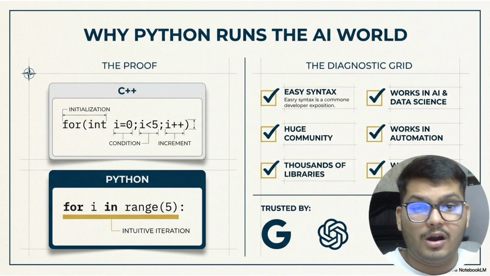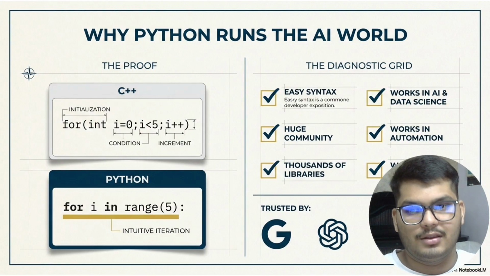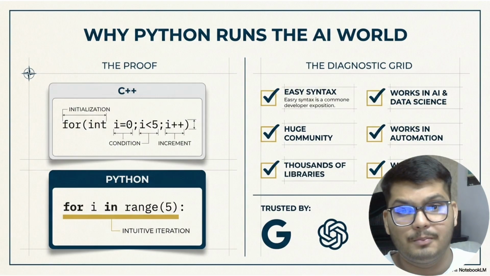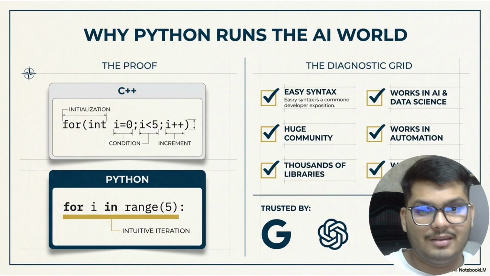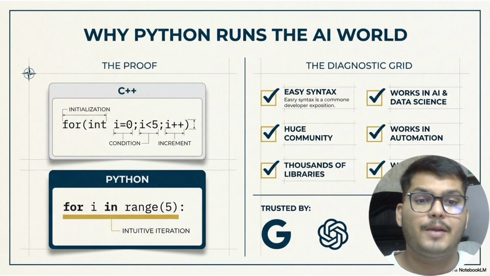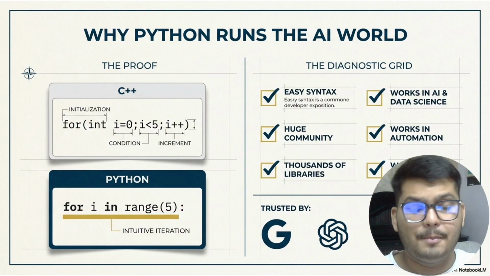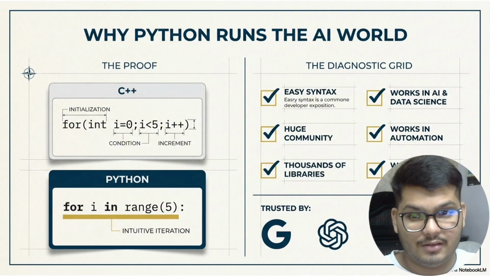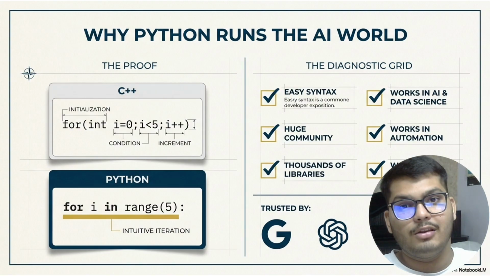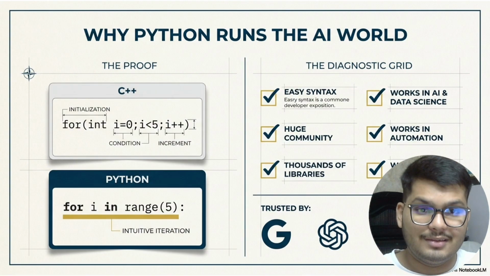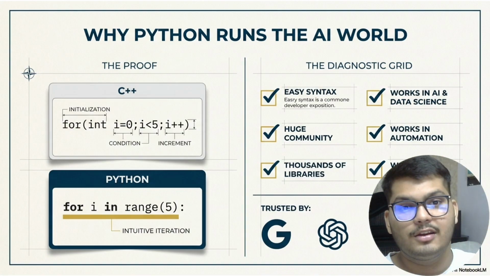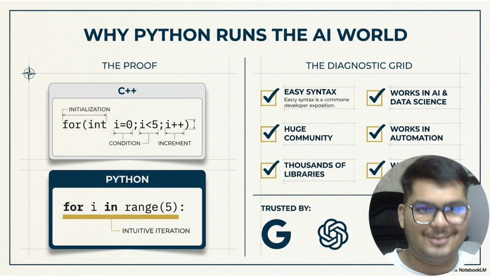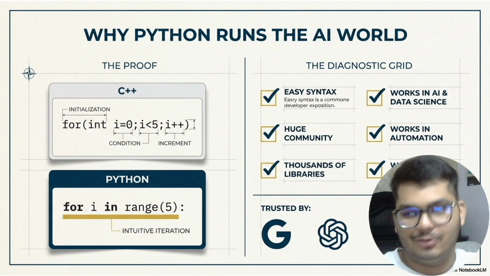There are innumerable libraries in Python, such as NumPy, Pandas, Matplotlib, Scikit-learn, and thousands more. You can use these libraries to make our work easy and efficient. And the fourth thing is that it works in AI and data science. If you are preparing for AI and data science, Python works in that.